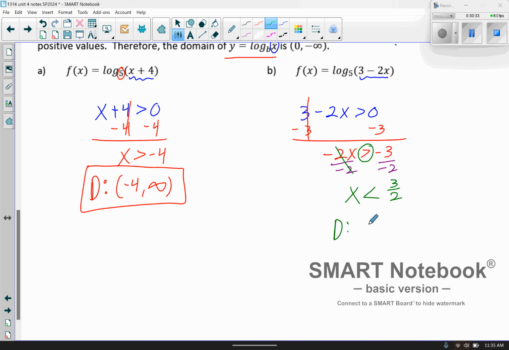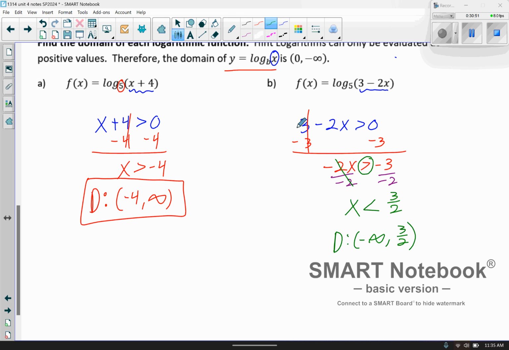So my domain on this one, because of that negative inside there causing my inequality to reverse direction, is actually going to be from negative infinity to 3 halves. And so that will be my domain. That'll be important in the next video, because we're going to start graphing these. They're not really going to be that difficult, but it's going to be important to find that domain. It's going to be helpful in terms of being able to graph it. So that's where we'll pick up in the next video.